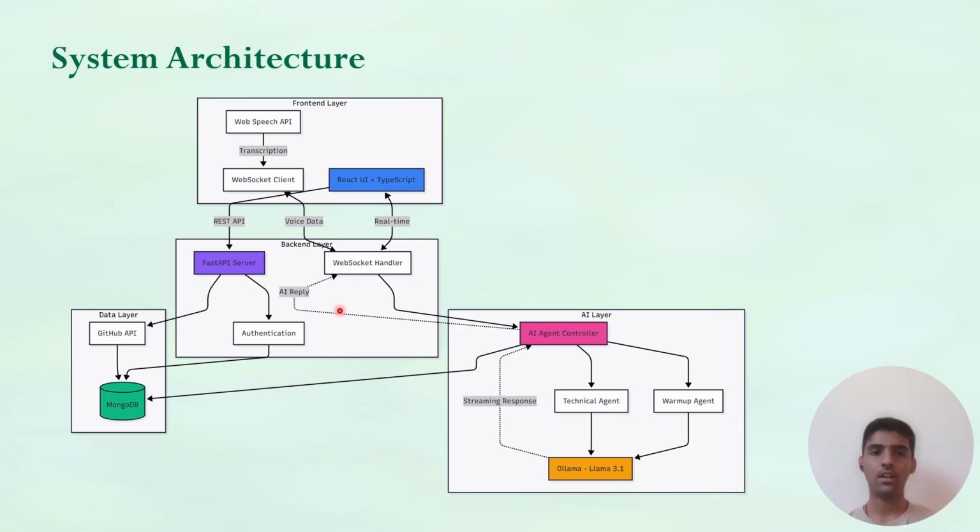All requests are routed to the AI agent controller, which decides whether the warm-up or the technical agent should handle the current interview stage, and both of them use the Ollama Llama 3.1 model to generate responses. Everything, from conversation history to interview state, is stored in MongoDB, and we use the GitHub API for project-based questions. The GitHub API fetches the projects of that particular candidate. So the whole flow is: user speaks, system processes, AI responds in real time, and everything is stored.